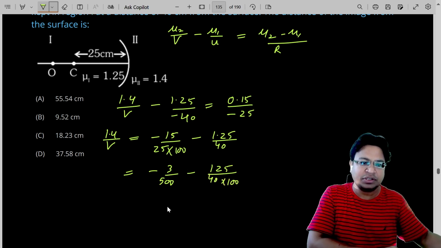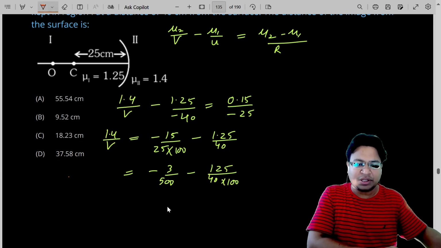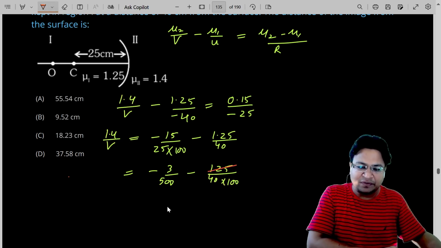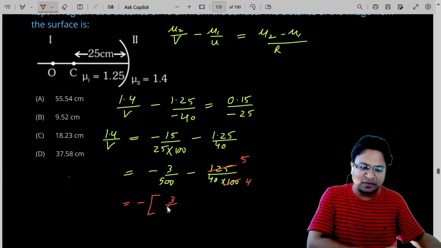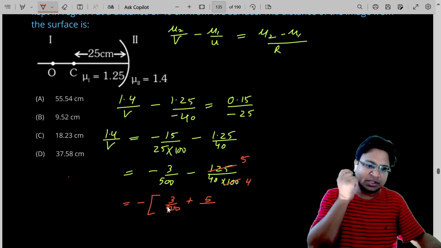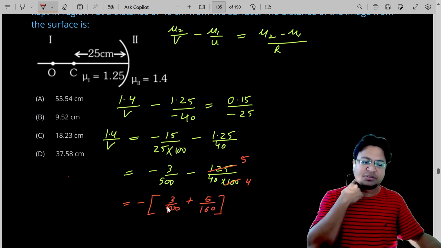Now let's see what all things we can cancel out. I'll change the color so that I know what I'm writing. So 25 times 5 and 25 times 4. Now next step, we can take out minus as the common quantity. So 3 by 500 and plus 5 upon 160. So this is what we are getting.